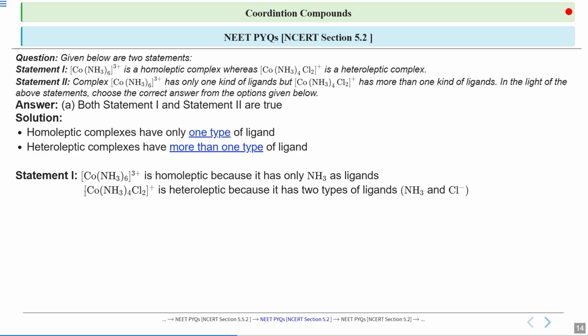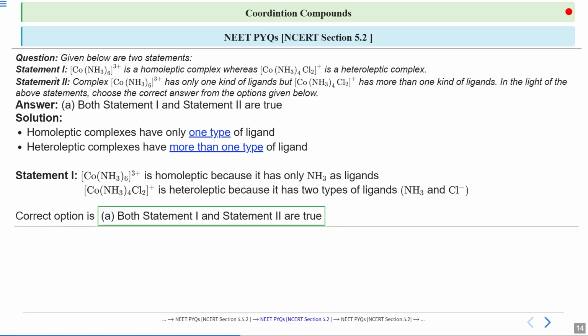The second complex given is [Co(NH3)4Cl2]+, and this is heteroleptic. Why? Because it has two different types of ligands in it. First is ammonia, second is chloride ion. So it is heteroleptic. The first complex is homoleptic because it has only one type of ligand, that is ammonia.